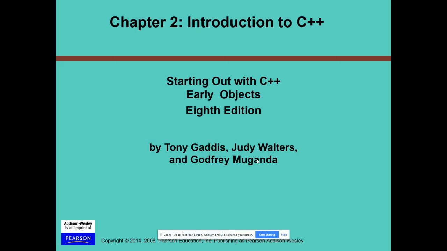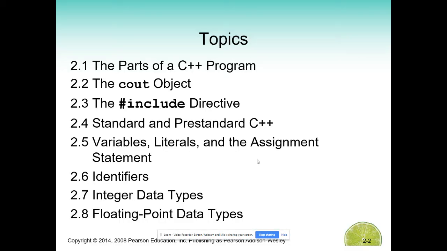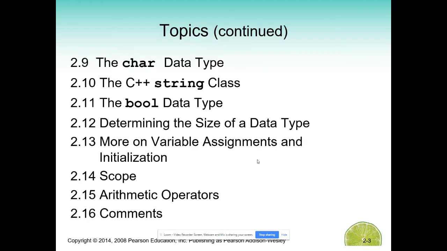Today we are covering the introduction to C++, and these are some of the topics that we will cover. The parts of a C++ program, the cout object, the include directive, standard and prestandard C++, variables, literals, the assignment statement, identifiers, integer data type, floating point data types, the character data type, the C++ string class, the bool data type, determining the size of a data type, and more variables, scope, arithmetic operators, and comments.